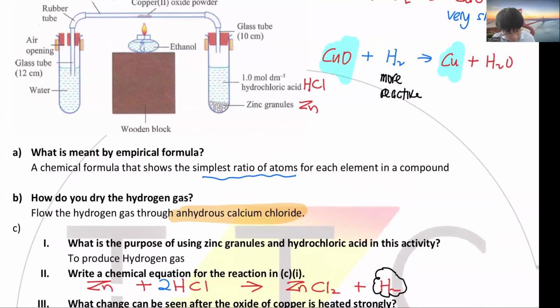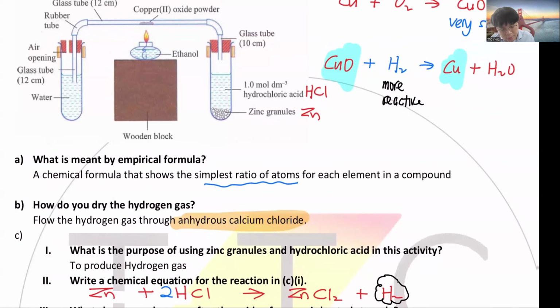So after you produce the hydrogen gas, this H2 here, it will flow to this copper 2 oxide. After that, the hydrogen will take away oxygen from the copper 2 oxide, then become copper. So you change CuO to Cu. CuO is a black color solid, and then Cu is a brown color. Copper is brown color.